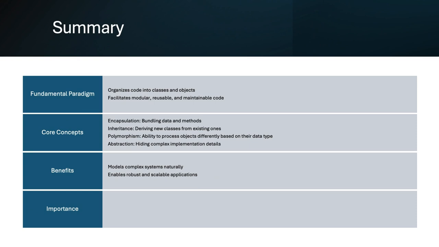In summary, object-oriented programming, OOP, organizes code into classes and objects, making it modular and maintainable. Key concepts include encapsulation, inheritance, polymorphism, and abstraction. OOP models complex systems naturally, enabling robust and scalable applications. It's widely adopted in modern software development, improving code quality and flexibility.